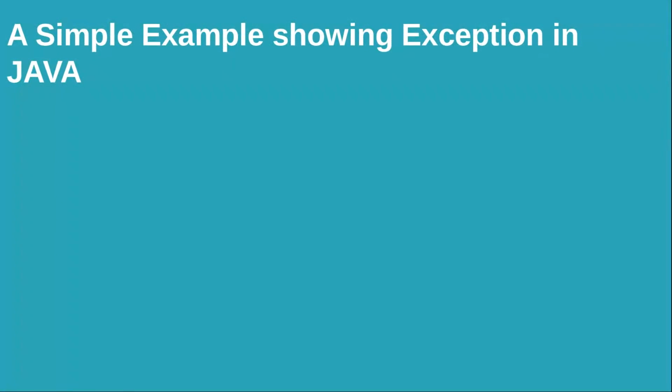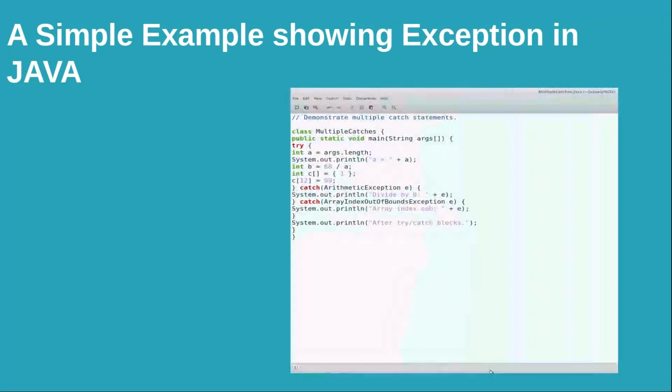Now, a simple example showing exceptions in Java. Here, I'm demonstrating a multiple catch statement exception. That is, class MultipleCatches, public static void main(String[] args). Inside the try block, I write int a = args.length, System.out.println("a = " + a). So the value of a has to be printed. a is the number of arguments that I enter at runtime on the command prompt.